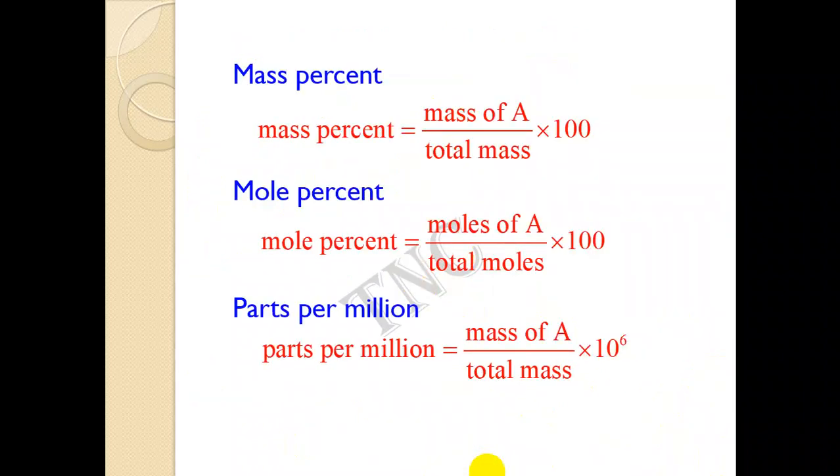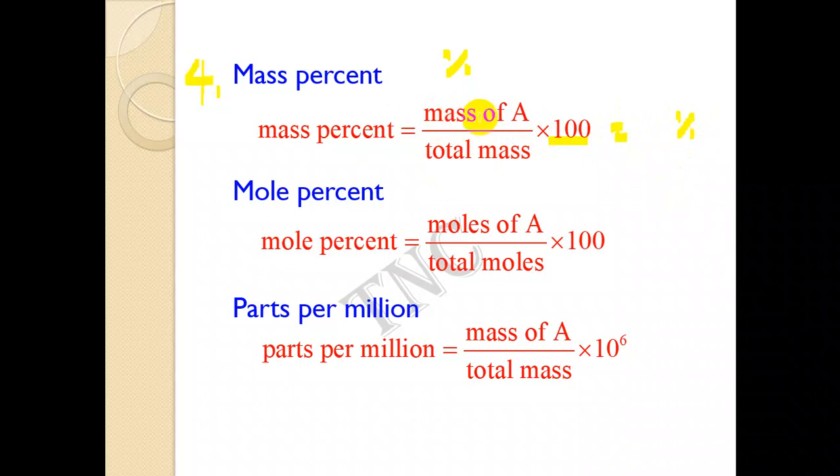So let's move to the fourth concentration term, which is mass percent. Mostly this kind of concentration term would be used in the medical field. This is denoted by the percentage symbol. So mass percent is the ratio of mass of solute divided by total mass of the solution. This ratio will give you the fraction of solute present in the solution. If you multiply by 100, you will get the value in terms of percent.